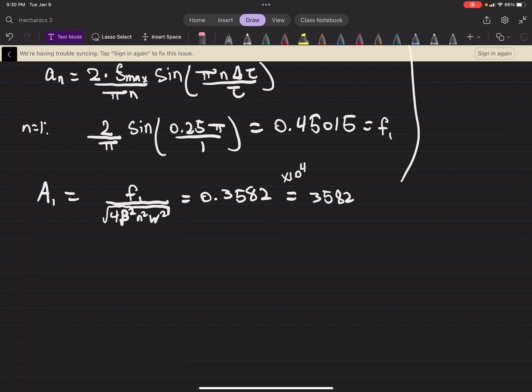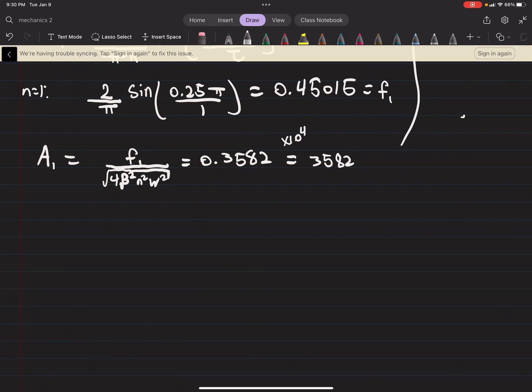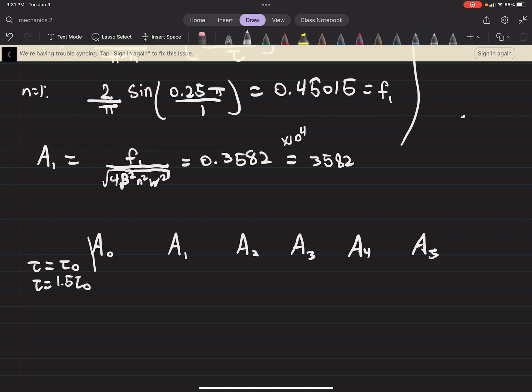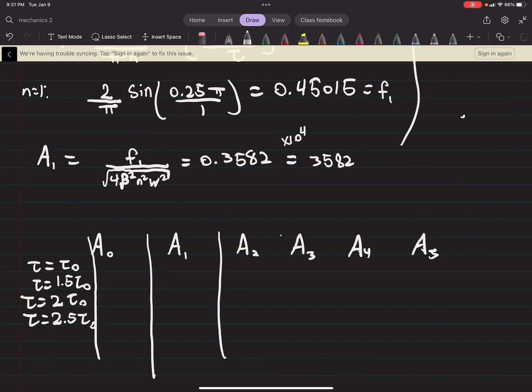And then you would essentially follow the exact same process for what the question asks. So you would just have a table with, say, tau. You would have A0, A1, A2, A3, A4, A5. And then you would have tau equals tau naught, tau equals 1.5 tau naught, tau equals 2 tau naught, and tau equals 2.5 tau naught. Not very straight lines, but it's okay. So we found this was 63. And then we found this was 3582.